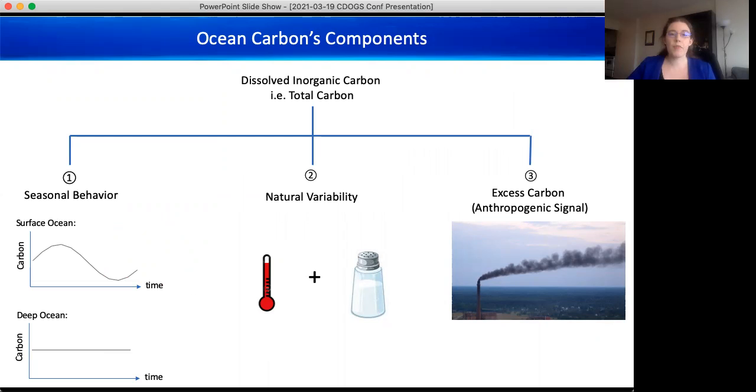Next, we will look at carbon's expected fluctuations that would be associated with natural changes in temperature and salinity. These first two components would describe carbon's natural behavior. The remaining excess carbon is assumed to be due to anthropogenic sources. Throughout most of this presentation, I will refer to dissolved inorganic carbon as total carbon in order to distinguish it from its components.